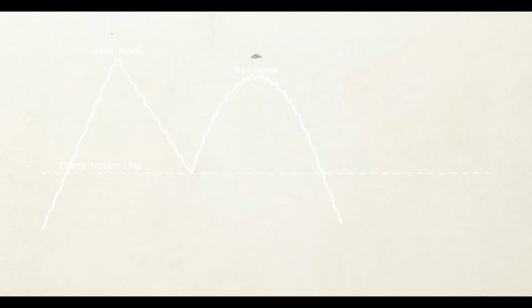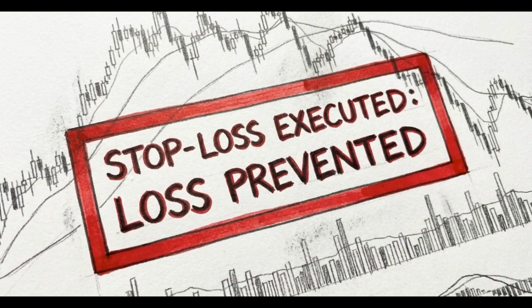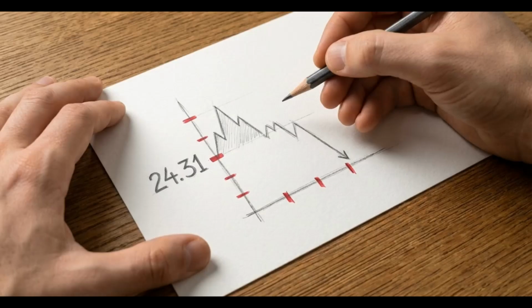Since prices will pull back to retest the breakout point nearly 60% of the time, you need to place your stop-loss order comfortably above the confirmation line. A stop-loss is an automatic order that exits your trade to prevent further losses if the price moves against you. Using the measure rule replaces emotional guessing with a strict mathematical exit strategy.